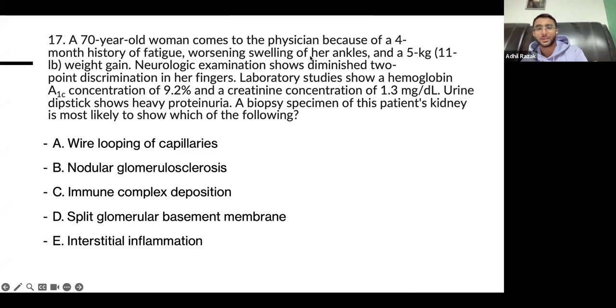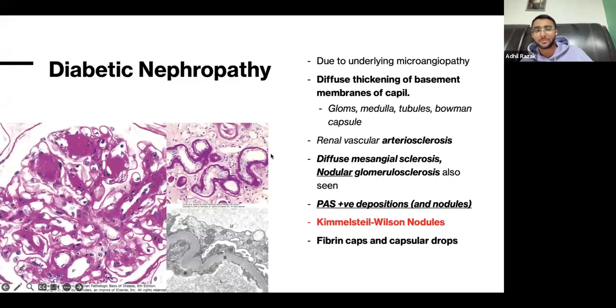So let's look at the important stuff. She has swelling, she has weight gain, she has diminished 2-point discrimination, she has an HbA1c of 9.2, and the answer is nodular glomerulosclerosis. This is all you need to see, like the HbA1c. This is diabetic nephropathy.